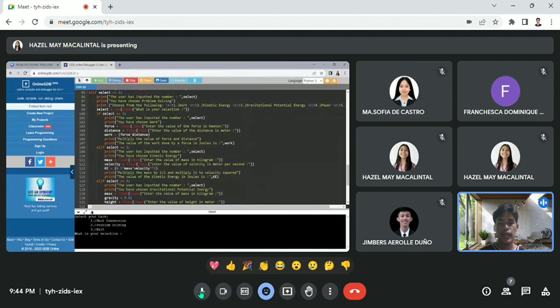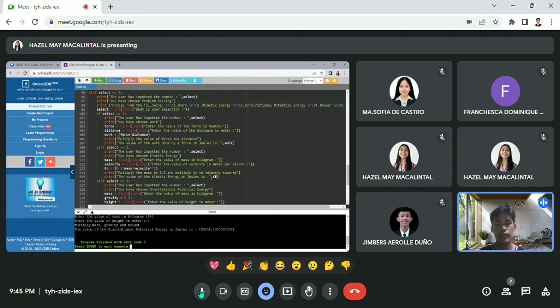If you select 3 in the option, which is the gravitational potential energy, just like the process of first two options above, for mass, enter the value of mass in kilogram, which the gravity is equal to 9.81, and for height, you just only have to enter the value of height in meter. Then it will multiply these three values to get the value of gravitational potential energy in joules.